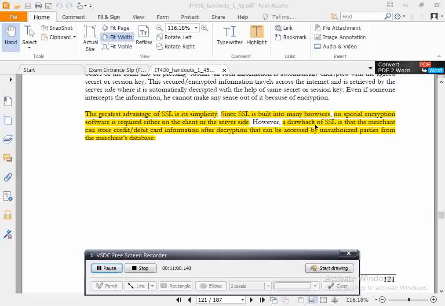A drawback of SSL is that the merchant can store credit or debit card information after decryption, that can be accessed by unauthorized parties from the merchant's database.